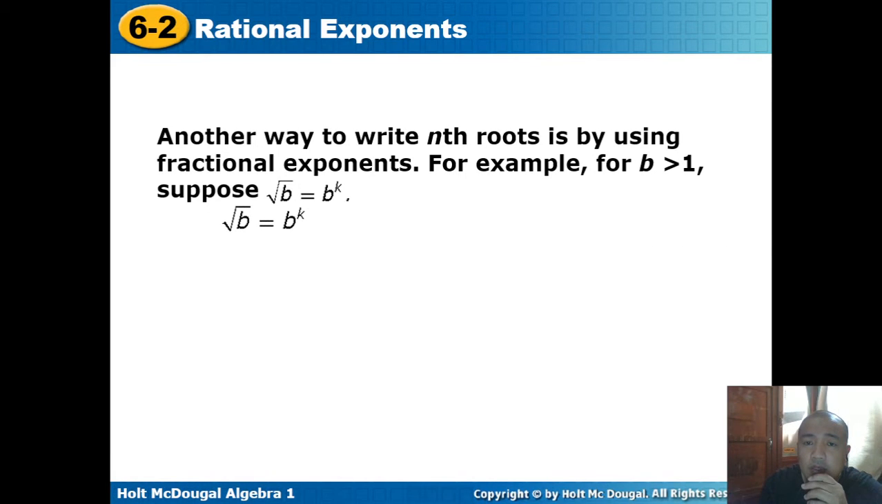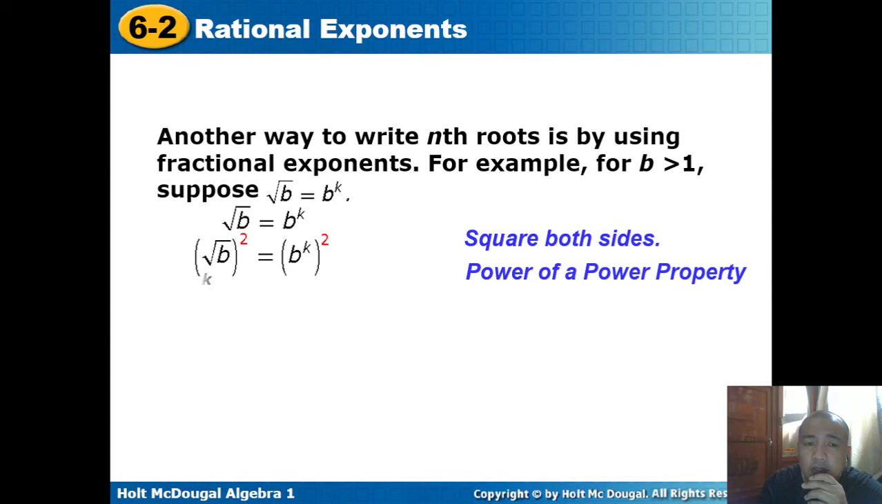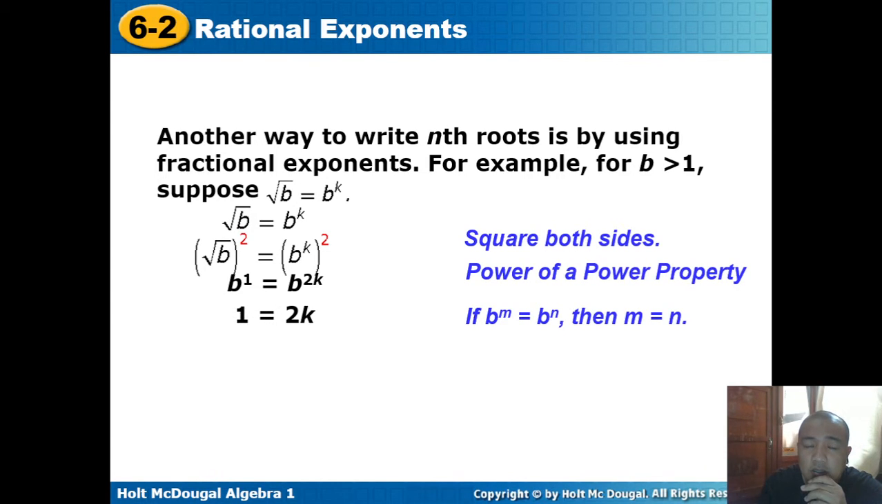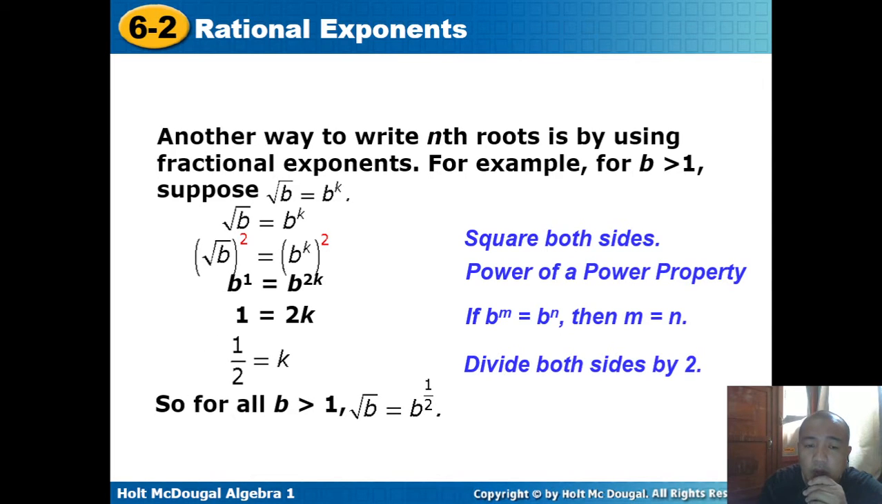Another way to write nth roots is by using fractional exponents. For example, for b greater than 1, suppose square root of b is equal to b raised to k. If we square both sides, by the power of a power property, b raised to 1 is equal to b raised to 2k. Now if b raised to m is equal to b raised to n, then m equals n. So 1 is equal to 2k. Then divide both sides by 2, therefore k is equal to 1 half.